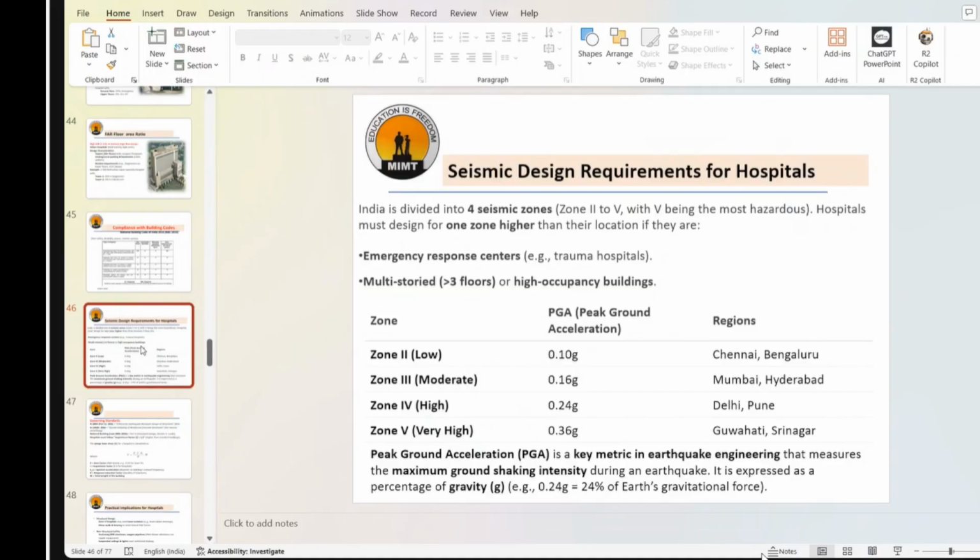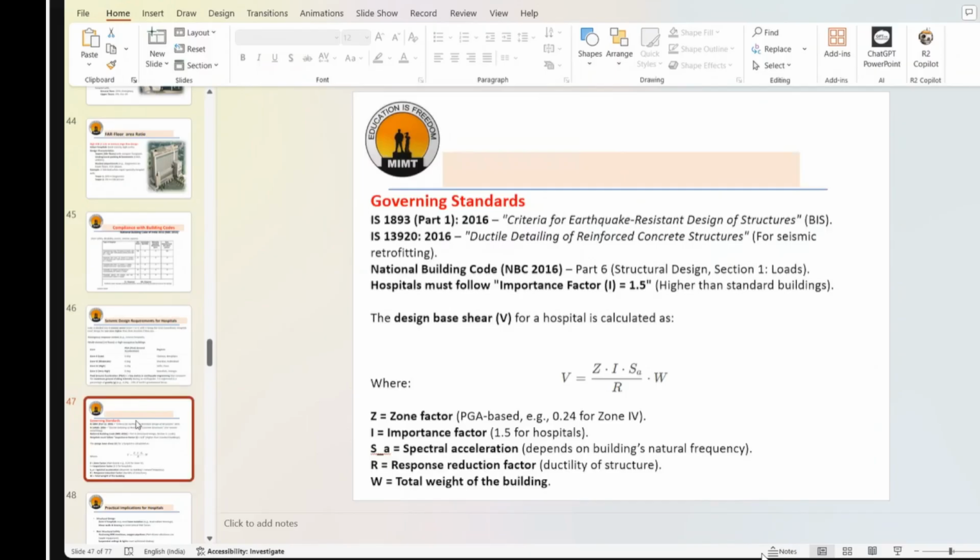This is a key metric in earthquake engineering that measures the maximum ground shaking intensity during an earthquake. It is expressed as a percentage of gravity. Okay, percentage of gravity, where normal gravitational force is 9.8. तो उसका जितना भी परसेंटेज से अर्थ मूव करता है, that is called PGA, peak ground acceleration. 0.24 यदि उसका G है, तो that is 24% of the Earth's gravitational force. उतनी स्पीड से जो अर्थ है वो हॉरिजेंटली मूव करेगा. So that is the peak ground acceleration force. This is one term which you are supposed to know.